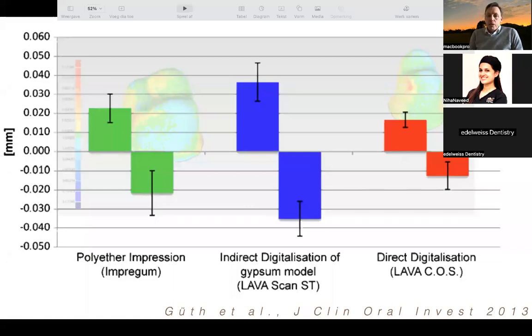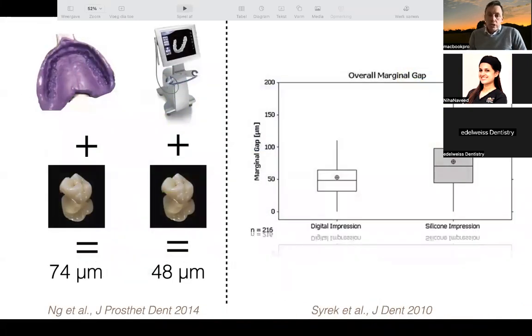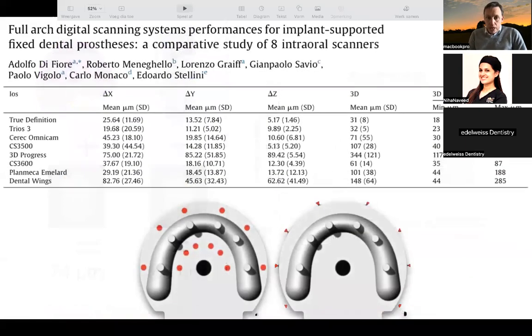And we did the same thing, but then doing the impression, pouring out the model, and digitalizing the model to see the difference. Here you see very well that the direct digital impression is more accurate than both others. If you go analog, you have an overall marginal gap which is bigger than if you go full digital. There is no doubt anymore that digital impressions are better than analog impressions. That's something we have to know for solitary restorations.